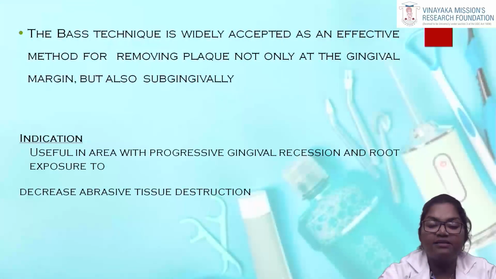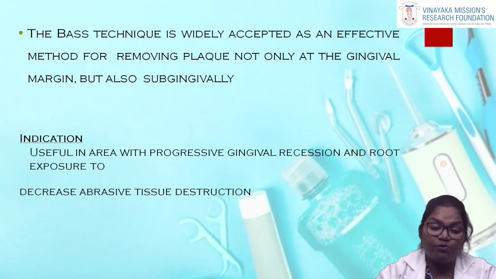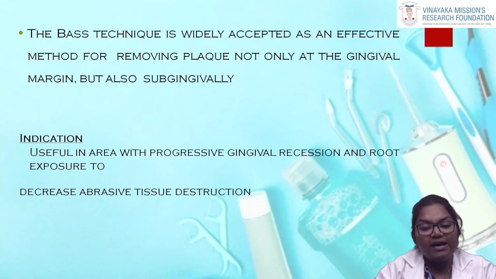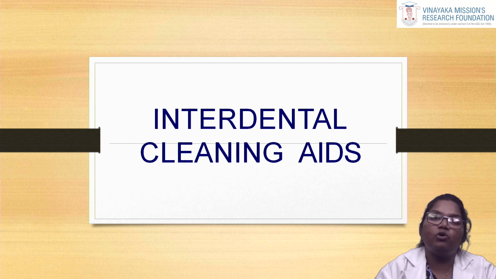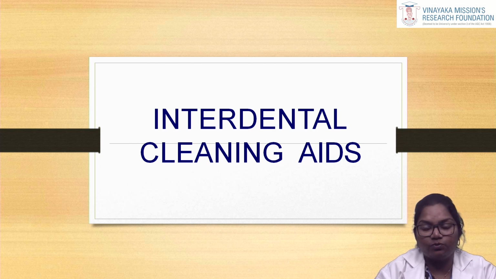The Bass technique is widely accepted as an effective method for removing plaque not only at the gingival margin but also subgingivally. It is mainly indicated in progressive gingival recession and root exposure and to decrease abrasive tissue destruction. So, these are the things that we have seen about our toothbrushes. We saw what a manual toothbrush is, what an electrical toothbrush is, what sonic is, and then we moved on to the different types or techniques of toothbrushing, and finally we saw the advantages and disadvantages.